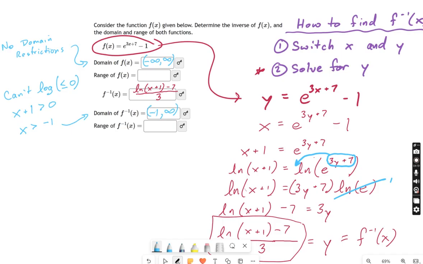Now, the next part is quite easy. All we need to do is remember that inverses switch like this. So the domain of one is the range of the other, and vice versa. So we can just take those and swap them back and forth like that. And we are done with this problem.